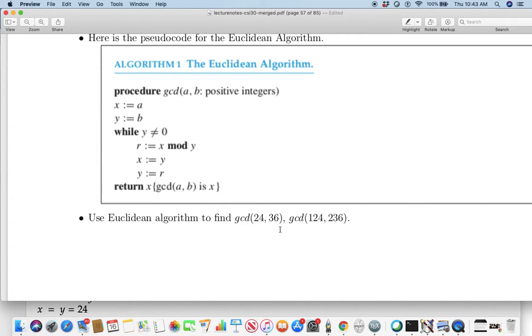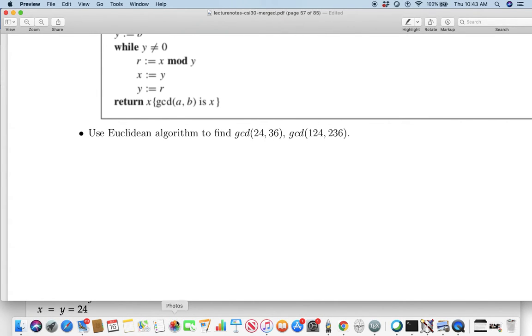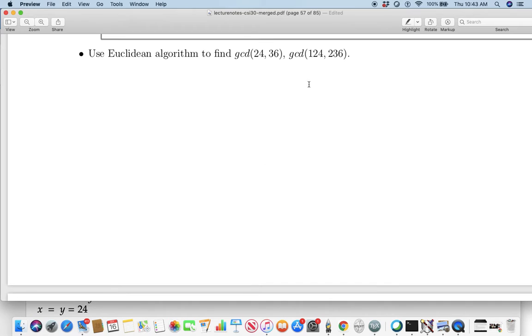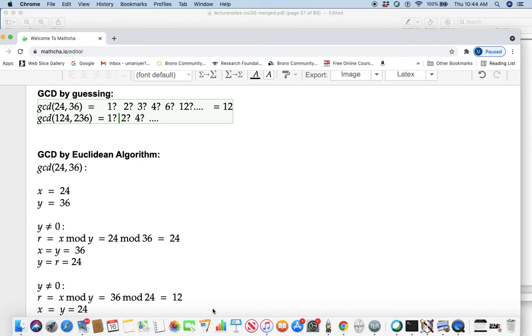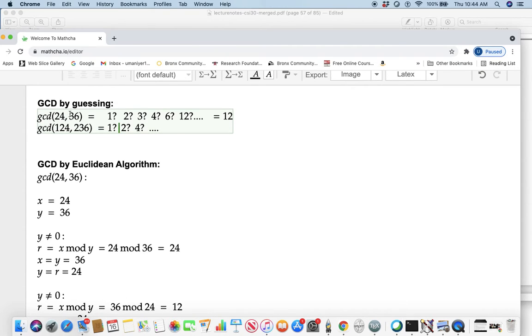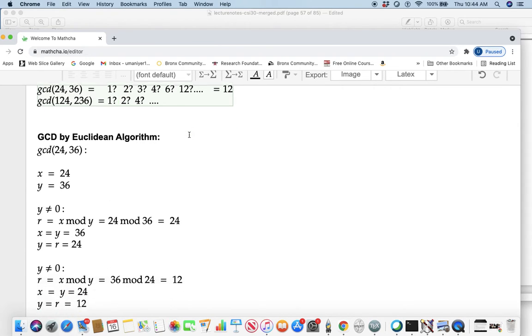So now let's use the Euclidean algorithm to find GCD of 24 and 36, and 124 and 236. If you remember, this one we eyeballed and found the greatest common divisor. This one we left hanging. 24 and 36 we checked through divisors and came up with the correct answer. 124 and 236 we said, well, we'll have to keep checking for a long time. Let's look for another method.